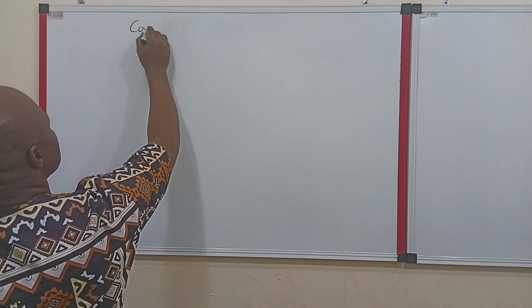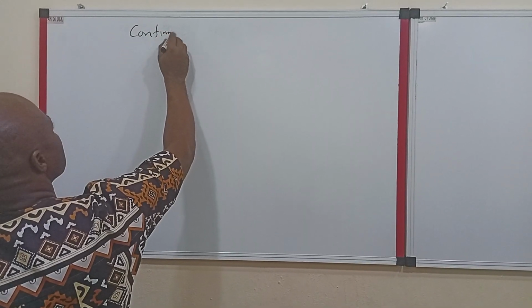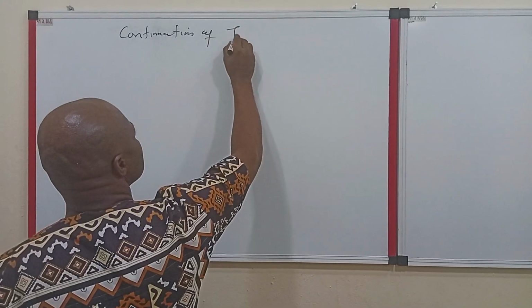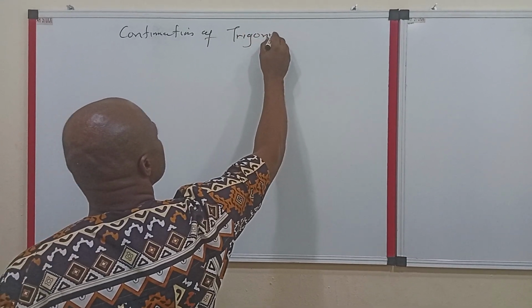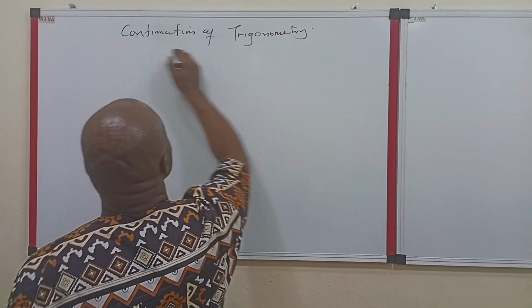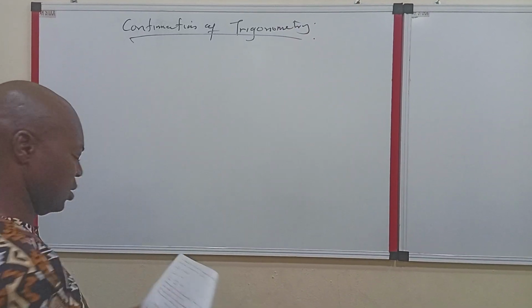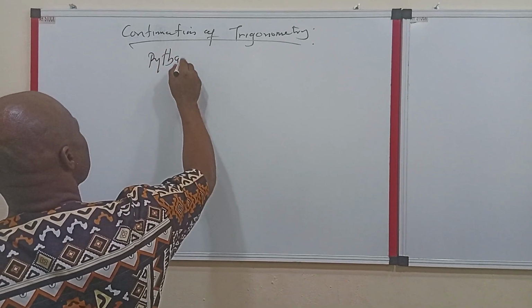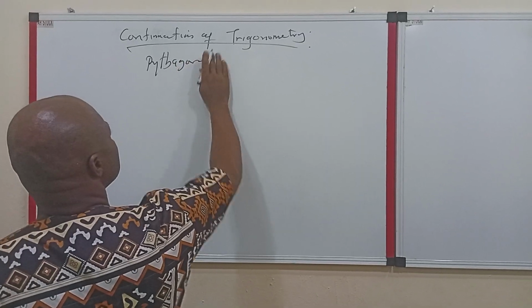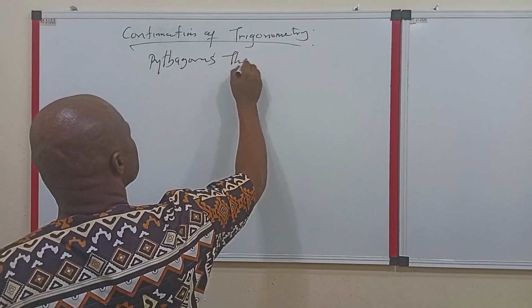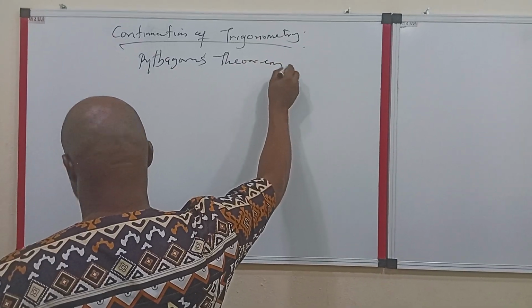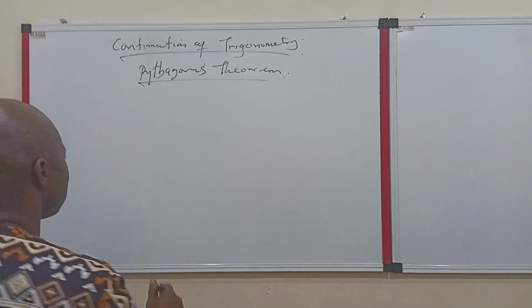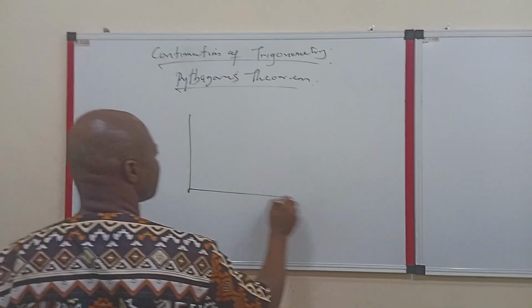It's a continuation of trigonometry. Today, I want us to talk about the Pythagoras theorem. Now, let's consider a right angle triangle.